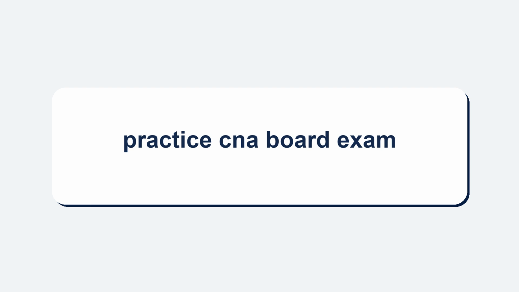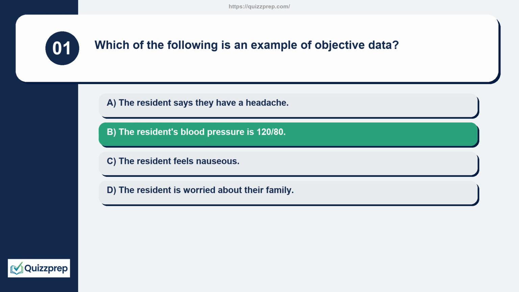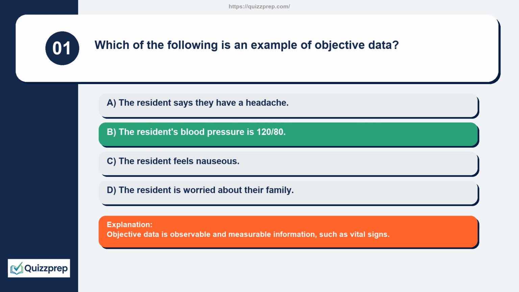Practice CNA board exam. Question 1. Which of the following is an example of objective data? The resident says they have a headache. The resident's blood pressure is 120/80. The resident feels nauseous. The resident is worried about their family. Objective data is observable and measurable information, such as vital signs.